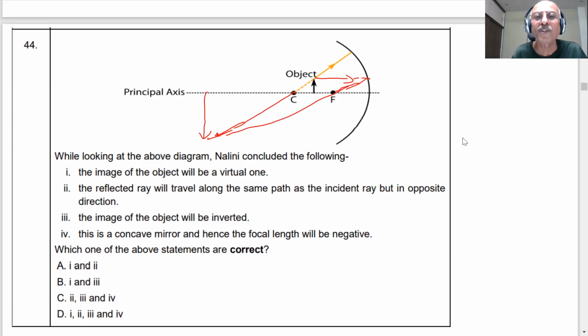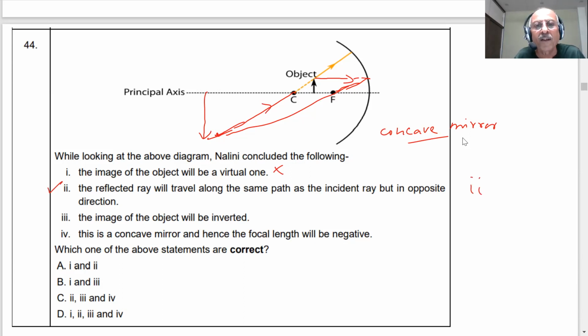Let us see what information is given to us, students. If it is a concave mirror, okay? Concave mirror. Then what happens? While looking at the above, the first statement says the image of the object will be virtual. Is it virtual? No, this is not correct. The second says the reflected ray will travel the same path as the incident ray, but in the opposite direction. Okay, that is correct. In the opposite direction. This is correct, students. Second is correct.